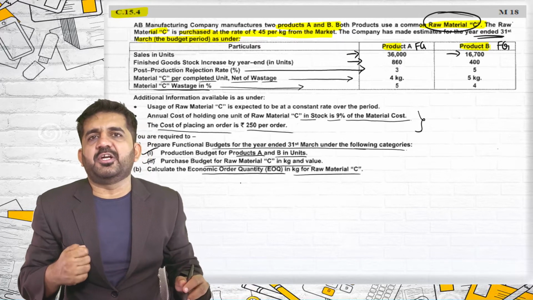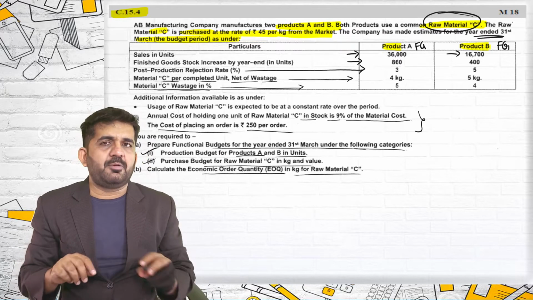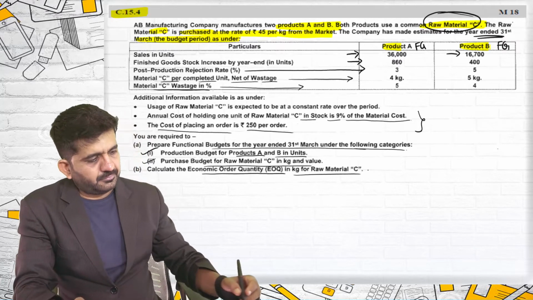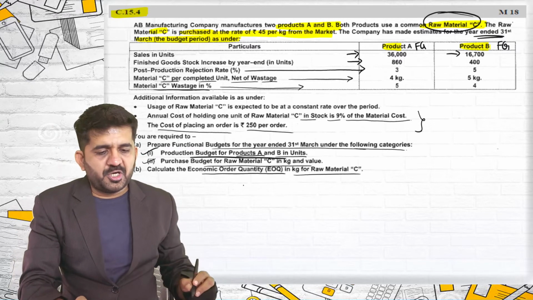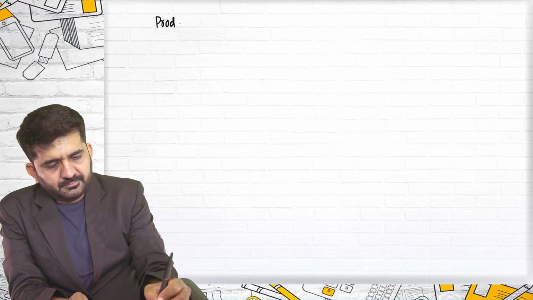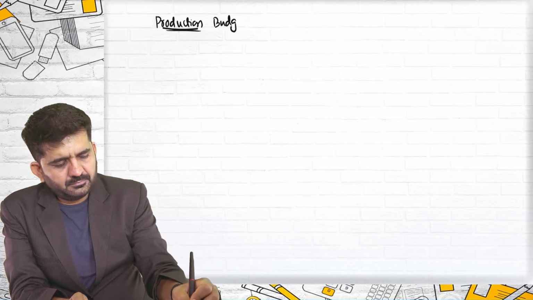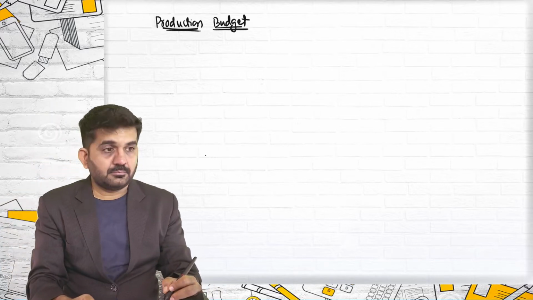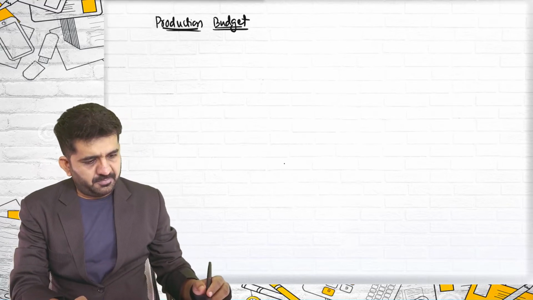Still we have not done a purchase of raw material or material chapter. So we will not be able to do EOQ, but other points we will be easily able to solve. We are first going to production budget. Production budget is of finished goods. So how we do our production budget, try to concentrate.